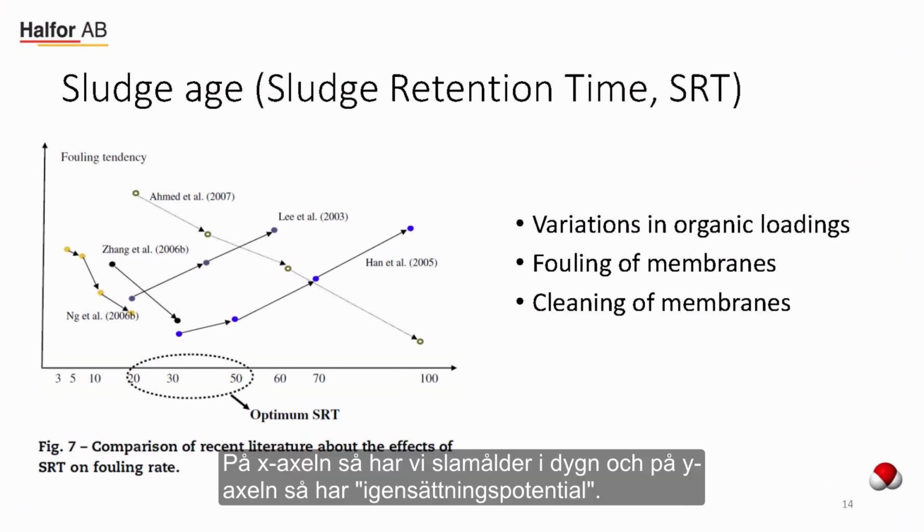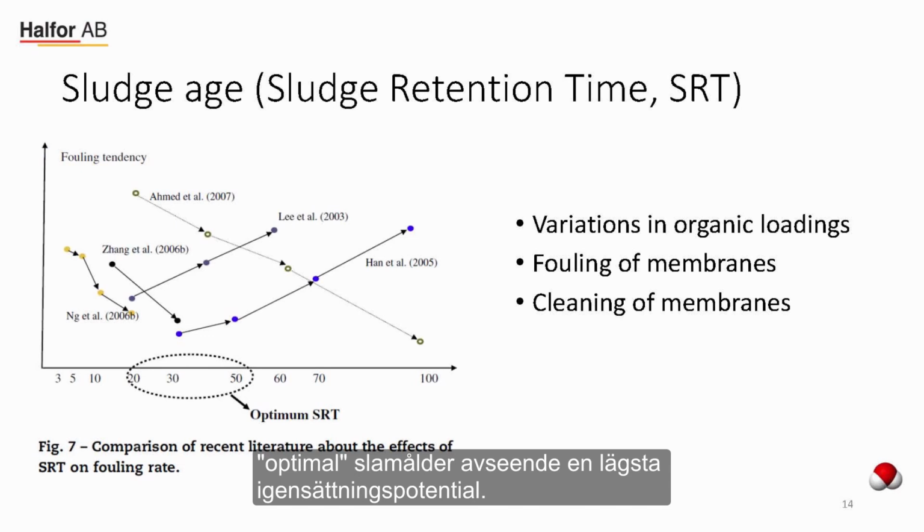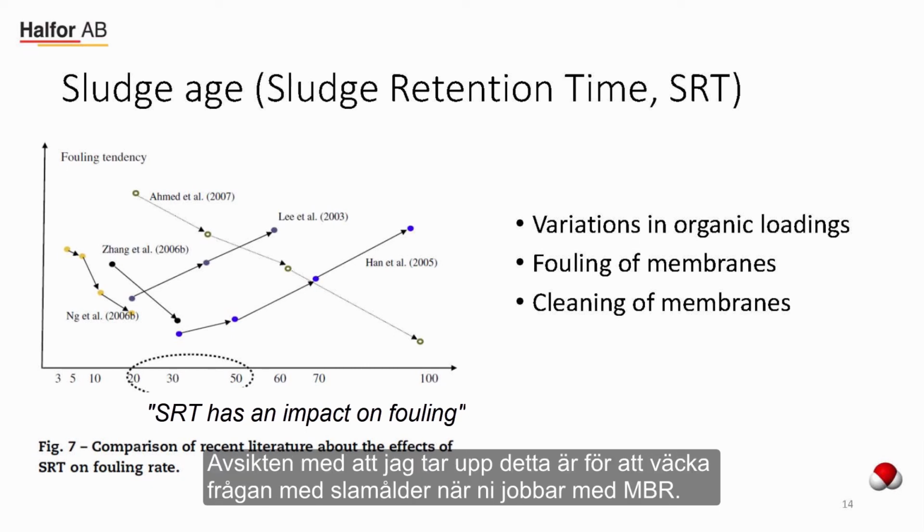On the x-axis, you have the sludge retention time in days, and on the y-axis you have, quote-unquote, fouling tendency. You see a number of literature references, not quite up to date, but they give you an indication that at some point you have an SRT that will give you less fouling. I'm showing this to you now just to wake the question.